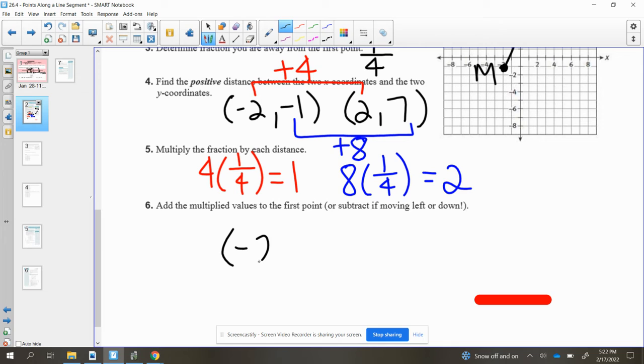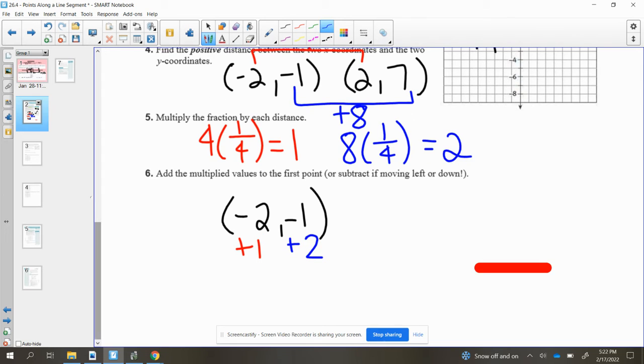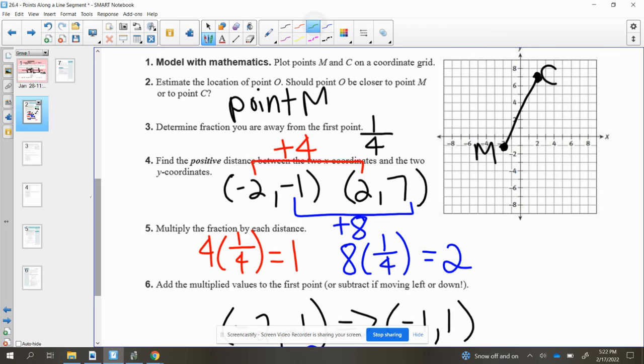We're taking (-2, -1), our starting location, and we're adding 1 to the x values because that's the movement we actually moved, and 2 to the y values. So our final location would be at (-1, 1), which if we actually plot that, (-1, 1), that stopping location makes sense. Just looking at our picture, that looks about 1/4 of the way from M to C.